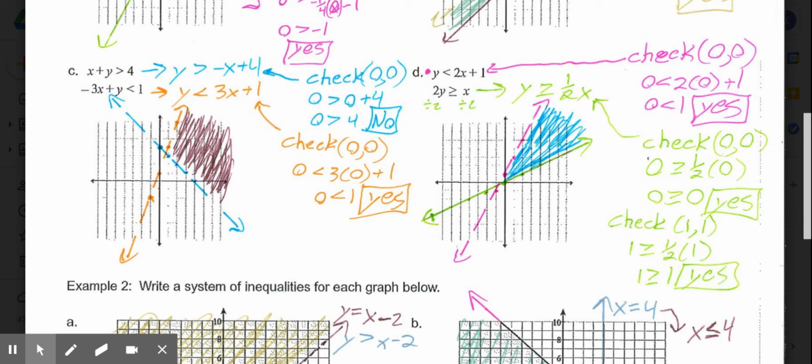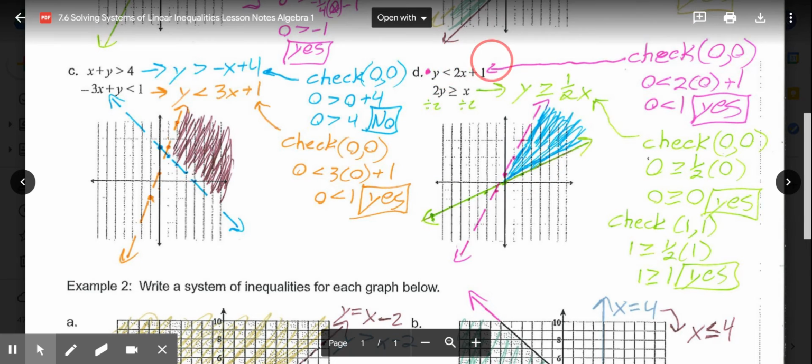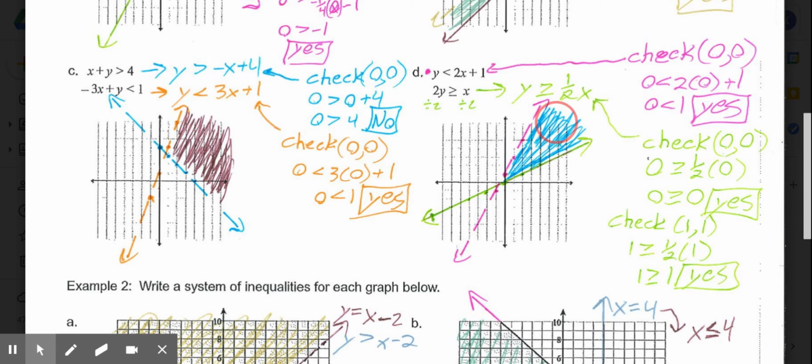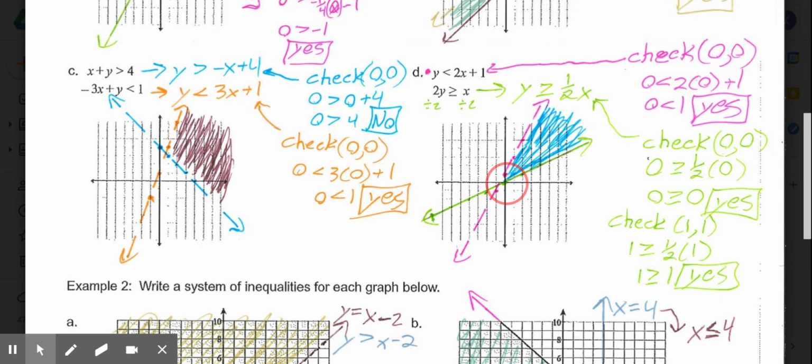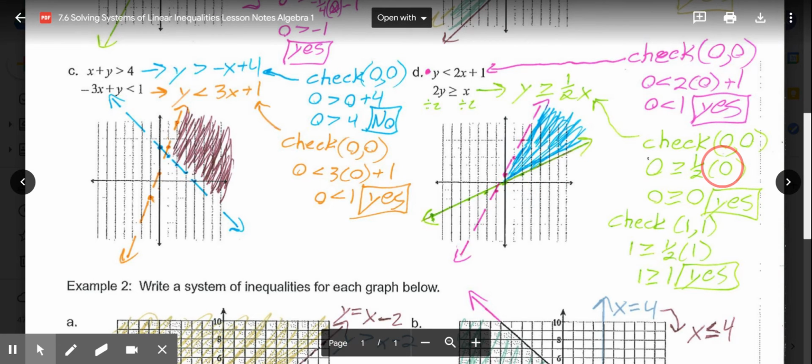Now we need to check for shading. The top equation does not go through 0, 0, so I can check 0, 0 with that one. Ends up with 0 is less than 1, which is a yes, that's true. So in this case, we would be shading toward 0, 0 from the pink line, which would be to the right of it. Now for the bottom equation, if we tried to check 0, 0, it's going to come out as a yes because that line goes through 0, 0.